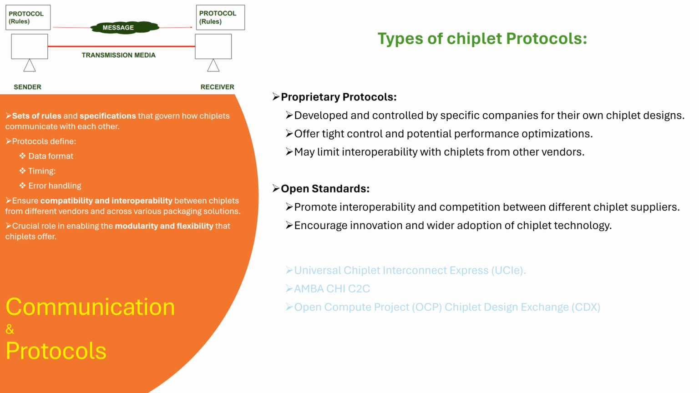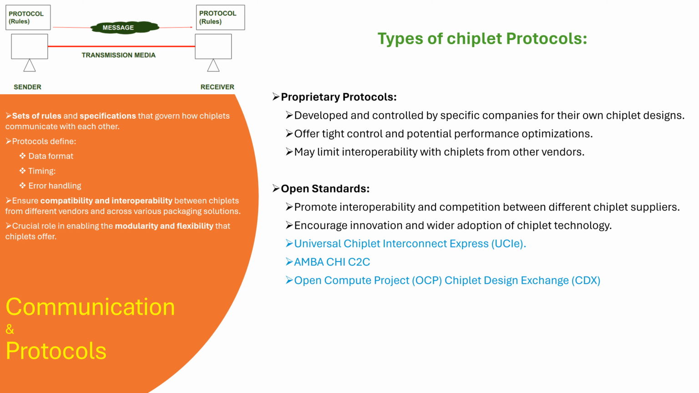Coming to the open standards, I'm listing a couple of well-known open standards for chiplet-to-chiplet communication. One is Universal Chiplet Interconnect Express, UCIe Express. The other one is AMBA CHI C2C. The third one is OCP CDX. These are well-known open standards for communication between two chiplets or two dies, or communication within the package.